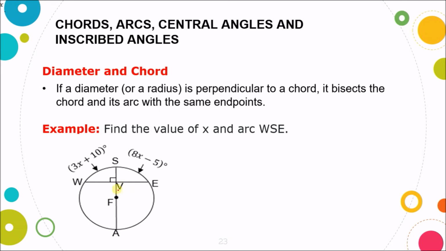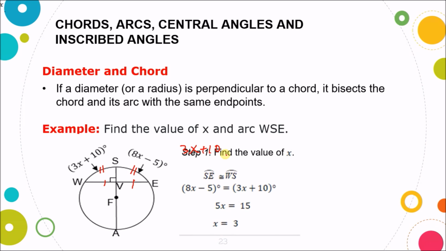So from this given example, yung diameter SA natin dito is perpendicular to the chord WE. Meaning to say, the chord here will be bisected, and therefore the arcs here are also congruent. Meaning, 3x plus 10, okay, is equal to 8x minus 5. From that, you could have 5x here because of the negative 3x to be subtracted both sides, and you could add plus 5 on left and right side. Okay, you will have 15 and then 5x here. Divide both sides by 5, you will have x equals 3.